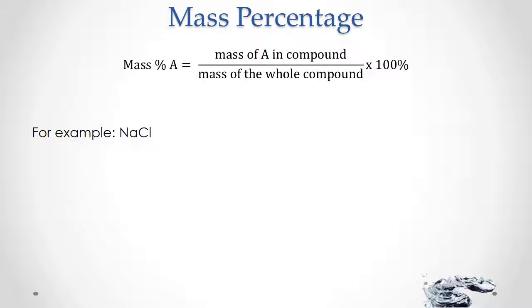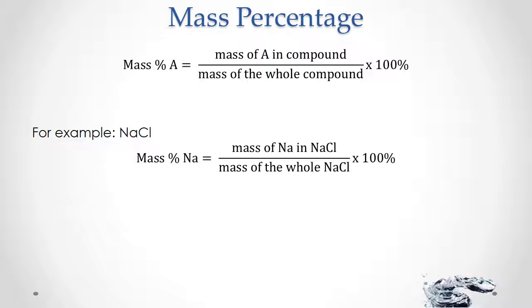To do that, we're going to take the mass of the sodium in sodium chloride and divide that by the mass of the whole sodium chloride, and then multiply by 100%. Well, when we look at the periodic table, the mass of sodium is 23.0 grams per mole, and the mass of chloride is 35.5 grams per mole. So the total mass of sodium chloride would be 58.5 grams per mole.